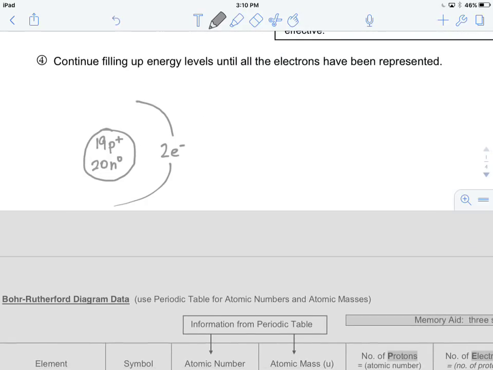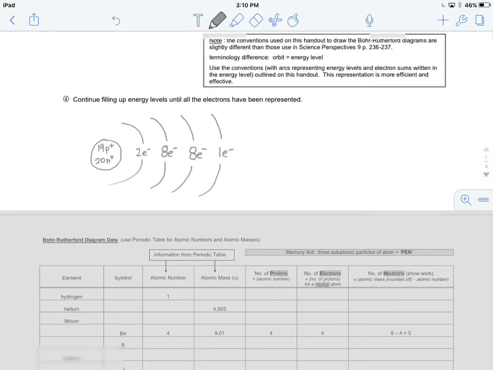And then we continue to fill up. The first one's got 2. The second one has 8. The third one has 8. And how many are we at? 2 plus 8 is 10. Plus another 8, that's 18. We have 1 more electron to go. So our final energy level is just 1 electron. And there is the approximate Bohr Rutherford diagram for potassium. So there it is.